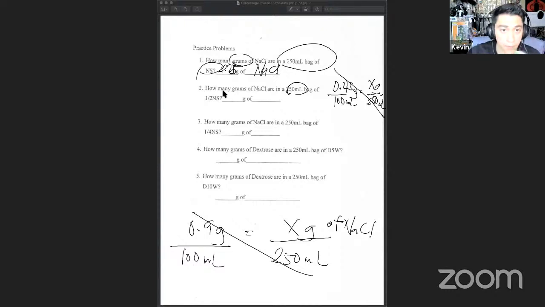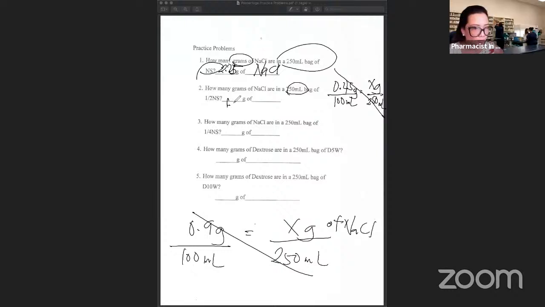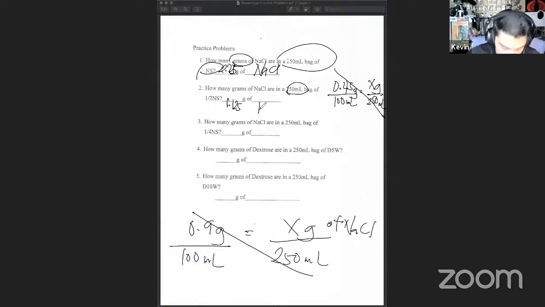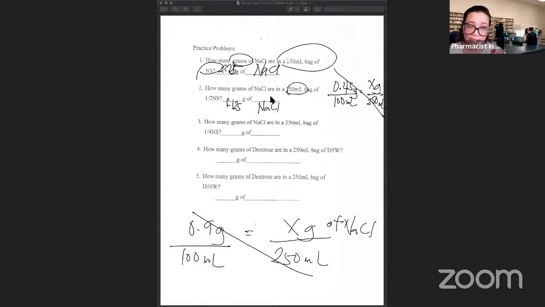1.125 grams. Oops. Okay, here we go. It's going to be 1.125 grams of what? Sodium chloride. It'll be sodium chloride. Again, if you put NS, I will mark you wrong. Who got this one? 1.125, okay? You can actually end at 1.13, but keeping it all is fine too, okay?